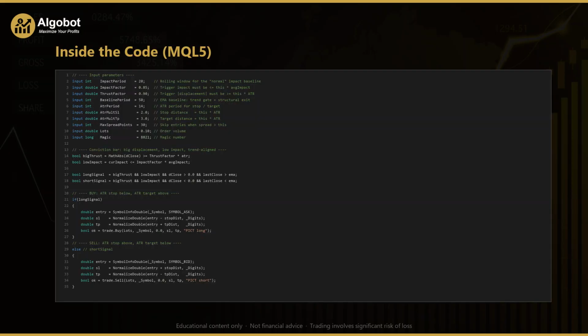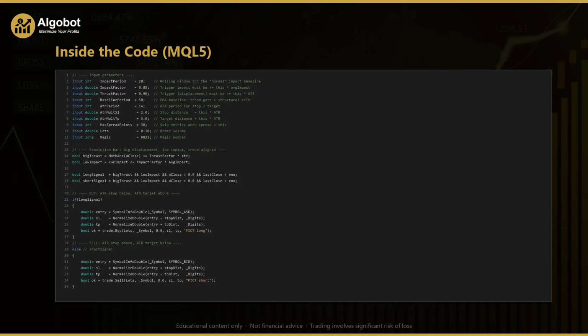Now let's look at the actual MetaQuotes language code that runs inside the expert advisor. At the top, you can see the input parameters. Impact period, defaulting to 20, is the rolling window for the normal impact baseline. Impact factor, at 0.85, is the gate that the trigger bar's impact must stay at or below. Thrust factor, at 0.9, sets how large the displacement must be relative to ATR. Baseline period, 50, defines the EMA that acts as both the trend gate and the structural exit.